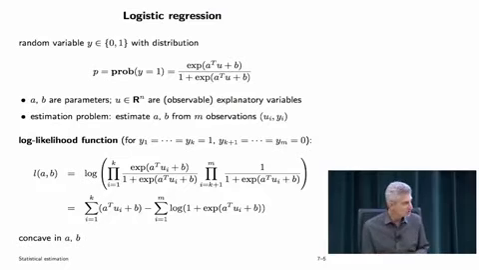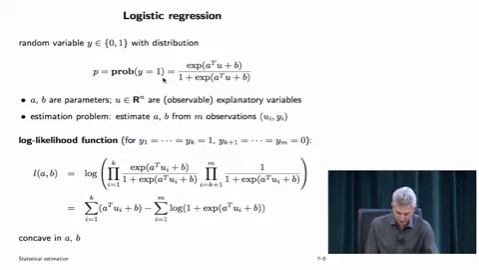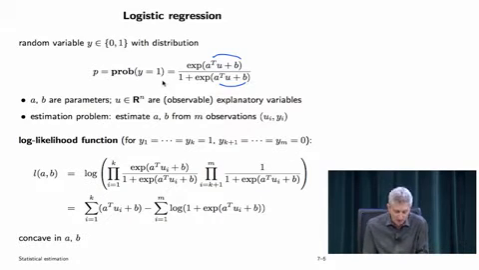So first is logistic regression. This is a distribution where the outcomes are 0, 1, so it's Boolean outcomes. And the probability that you get a 1 is the logistic function. So it's e to the a transpose u plus b divided by 1 plus e to the a transpose u plus b. And the probability that y equals 0 is 1 minus this, right? Which, of course, is 1 over 1 plus e to the a transpose u plus b. Okay? So that's the idea.